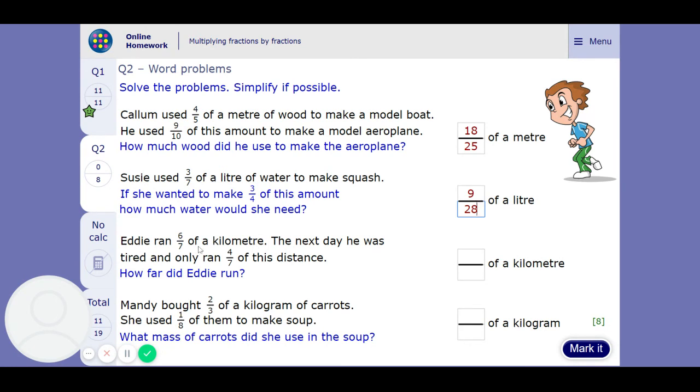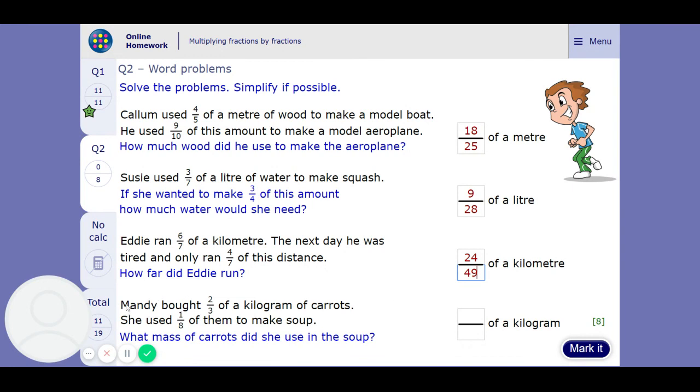Eddie ran 6/7 of a kilometer. The next day he was tired and only ran 4/7 of, there's that word again, this distance, multiply. How far did he run? 6 times 4 makes 24. 7 times 7 makes 49. It looks like something should go into both of those, but no, nothing does, because 49, the only thing that goes into it is 7, and that doesn't go into 24.